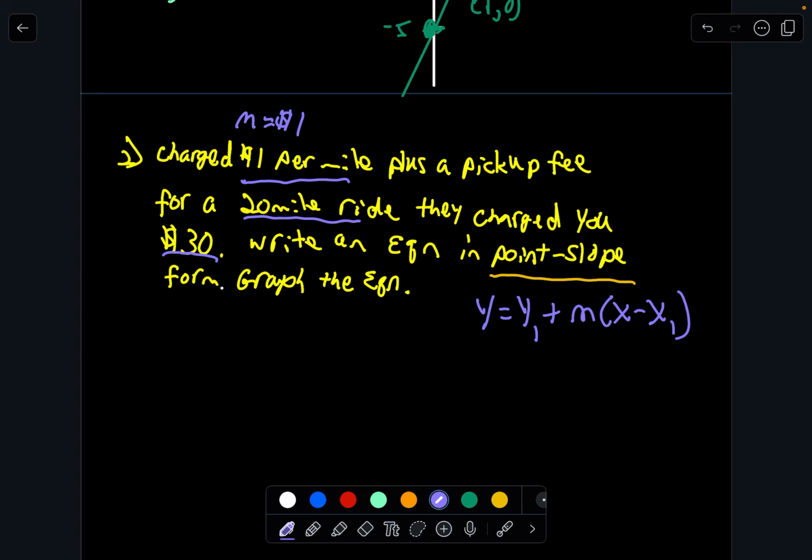because that's every mile they charge you $1. All right, so they gave you the point basically of, if x is the distance, y equals charge or fee, then they gave you the point. They gave us the point, charged you $30 for 20 miles. So 20, comma 30. So we use that.